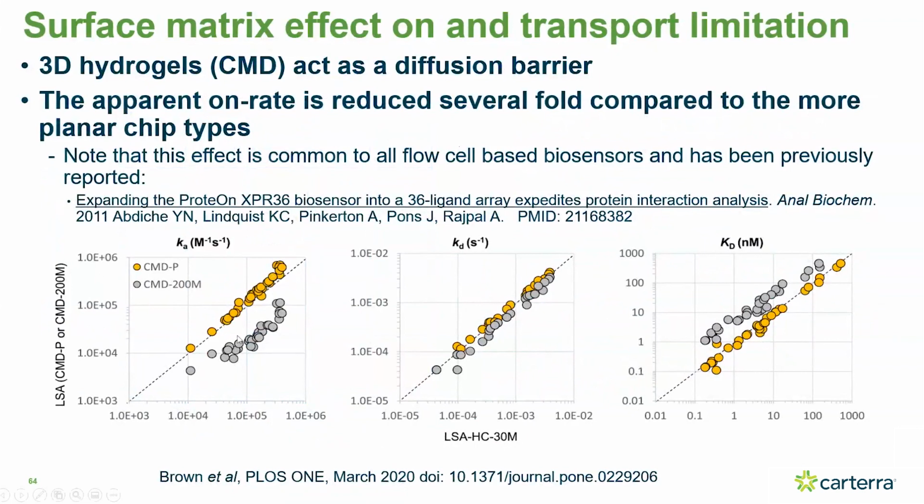So we see that the HC30 and the CMDP give very similar kinetic results. But the CMD200M, the thicker hydrogel with that cross-linked surface, actually showed a systematic decrease in measured on rate. The off rates were much more similar, and then the affinity displays that on rate difference.